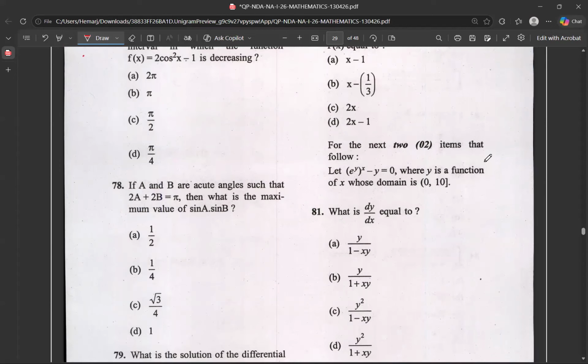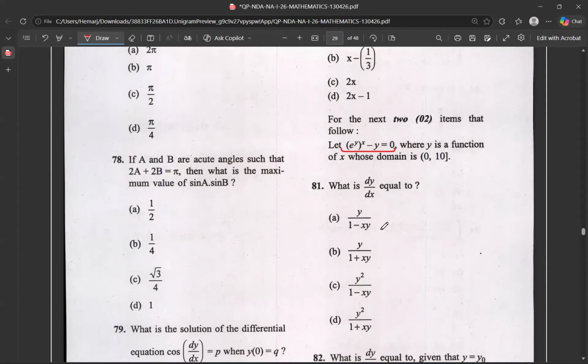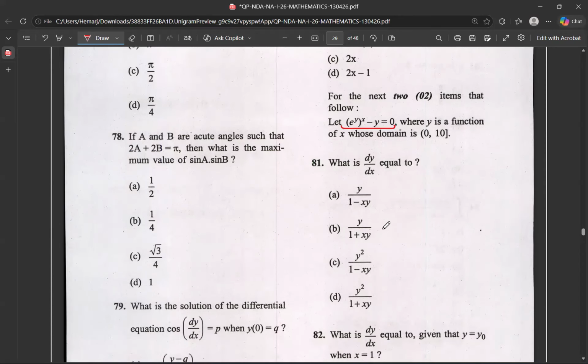For the next two items that follow: e to the power y to the power x minus y equal to 0, where y is a function of x whose domain is 0 to 10. We just have to find dy by dx. First of all, what is the function? The function is e to the power y and y to the power x. Can we combinedly write it as e to the power y into x minus y equal to 0? So e to the power x into y equals y.